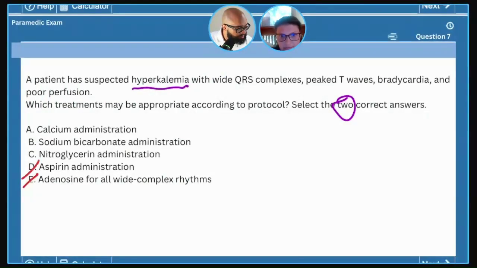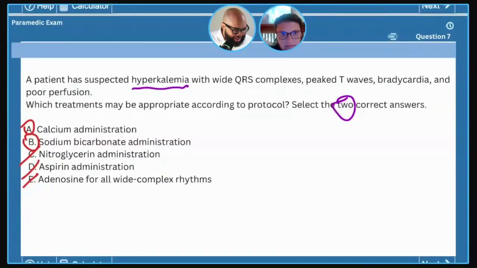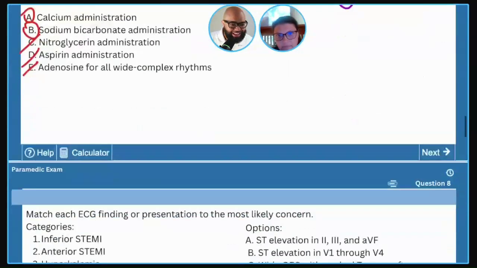So it's not going to be adenosine. You wouldn't give adenosine for a wide complex. Nice. Aspirin doesn't say anything about chest pain. Okay. Nitro, no, he's got poor perfusion, so he's likely hypotensive to start with. Nice. Sodium bicarb and calcium are both part of the ABCDs IK. Great. But you got to know the ABCDs IK to be able to pick from the list. But even if you didn't know that, we were able to eliminate down to the answers.